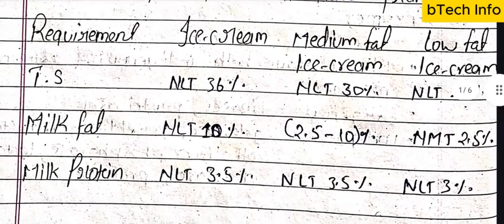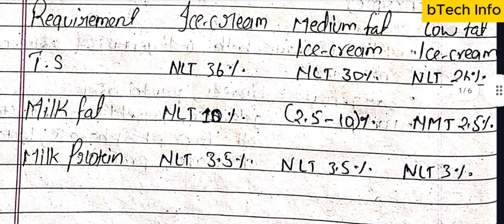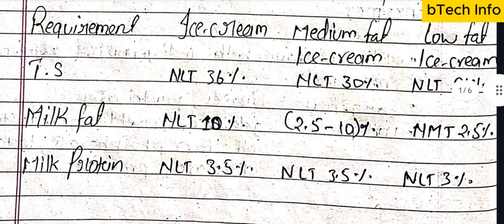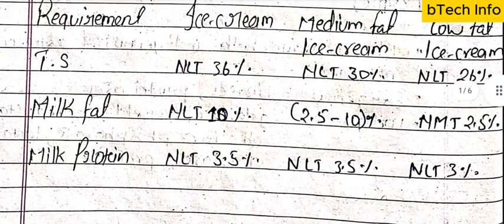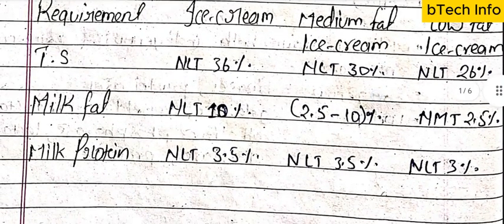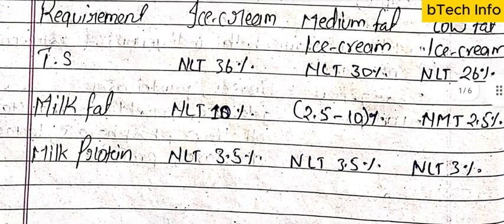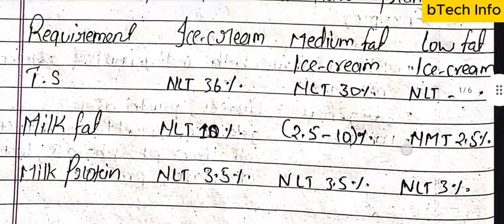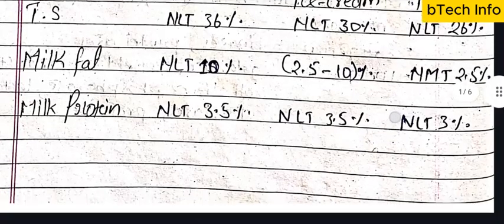Like we have ice cream, medium fat ice cream and low fat ice cream. In the ice cream we have a total solid of not less than 36%, milk fat of not less than 10%, and milk protein of not less than 3.5%. And also we see in the medium fat ice cream we have total solid of not less than 30%, milk fat in between 2.5 to 10%, and milk protein is same as the ice cream, not less than 3.5%.